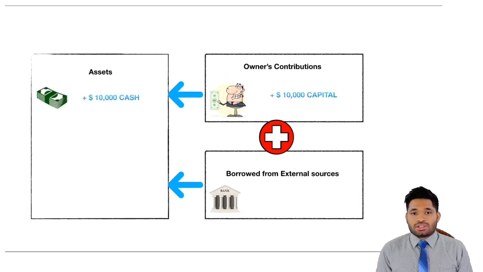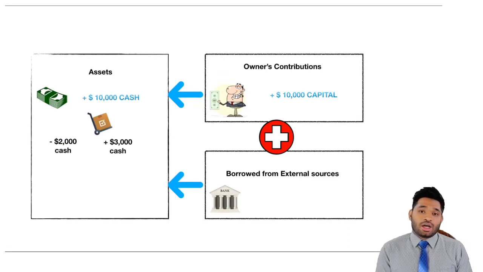The owner commenced the business introducing $10,000 in cash. So the business receives $10,000 cash, which is an asset. And then the owner's contribution will also increase by $10,000. Now, what do you call this owner's contribution in accounting? You call it the capital. So the organization has assets worth how much? 10,000. And what is the total of the capital? 10,000. Hence, the assets equals to the capital.